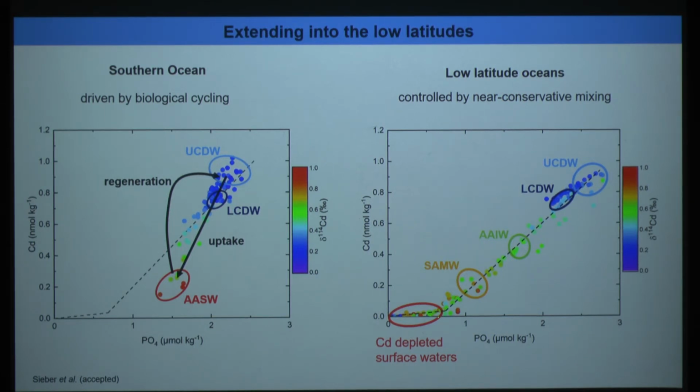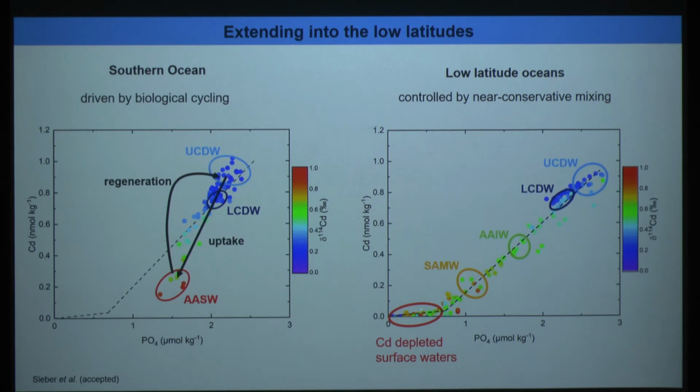And then you have this break in the relationship, and you see that it's only these depleted surface waters that come out of the Southern Ocean, and then don't really see much more of this deep ocean cadmium, because that just sits in the deep circulation. It doesn't come back up to the surface. So they sort of do their own thing on this shallow branch.